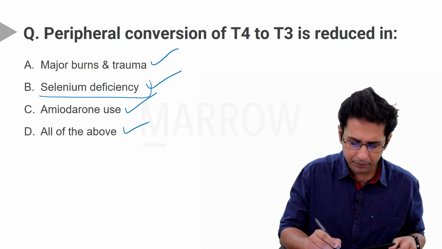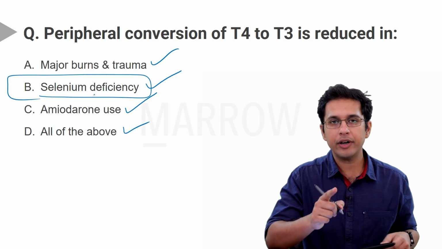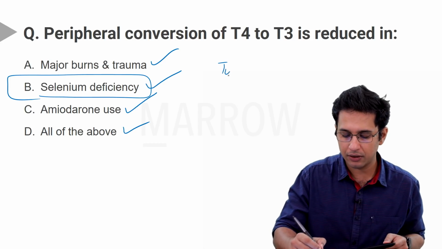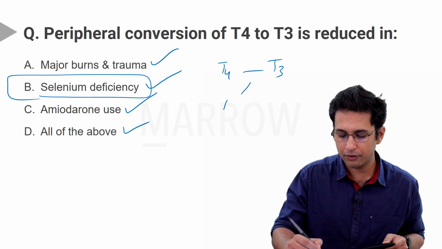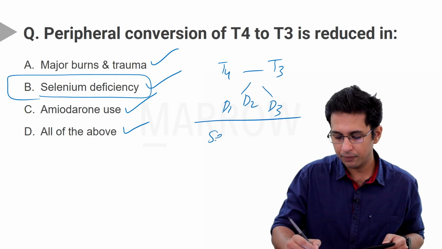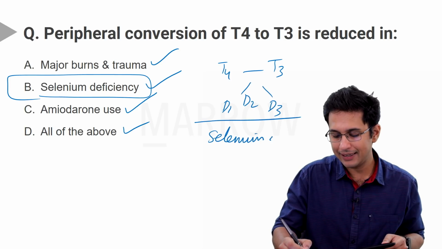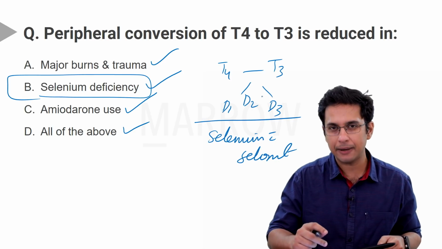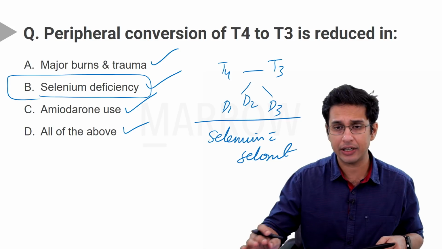Did we discuss selenium? Do you remember our deiodinase, the enzyme which helps T4 to T3 conversion? This is D1, D2, D3. Selenium, via selenocysteine, is an important part of this enzyme. Okay, selenium has a connection to D1 deiodinase.